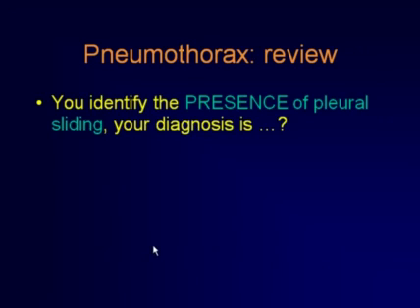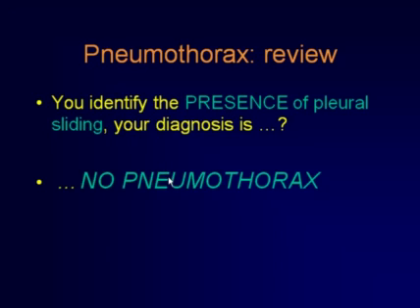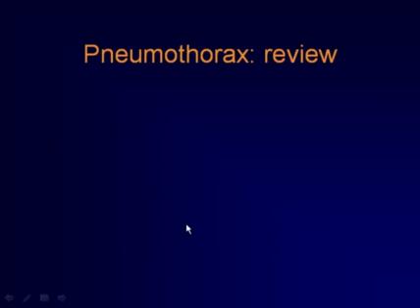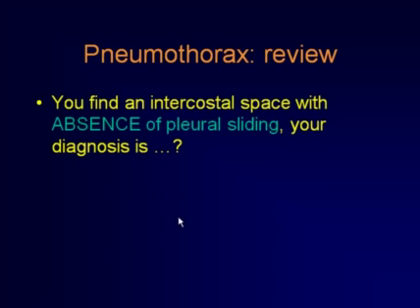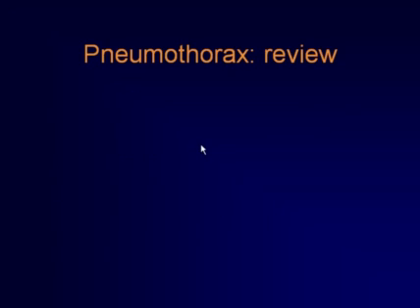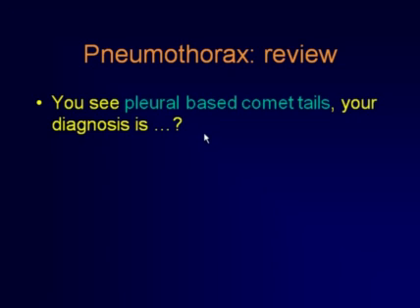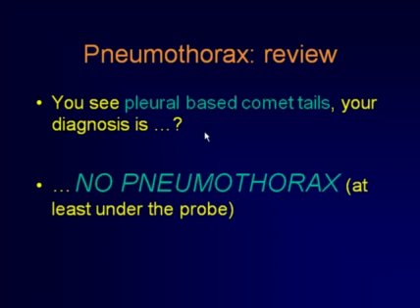So just by way of review, it's good to go through the choices here so that in the heat of the moment it's easy to recognize what's happening. If pleural sliding is seen, then the diagnosis is no pneumothorax, and once again it's important to emphasize, under the probe. If there's an intercostal space with absence of pleural sliding, the diagnosis is simply pneumothorax. If pleural-based comet tail artifacts are seen, then once again this rules out pneumothorax, but only under the probe. So once again, it could be pneumothorax elsewhere.